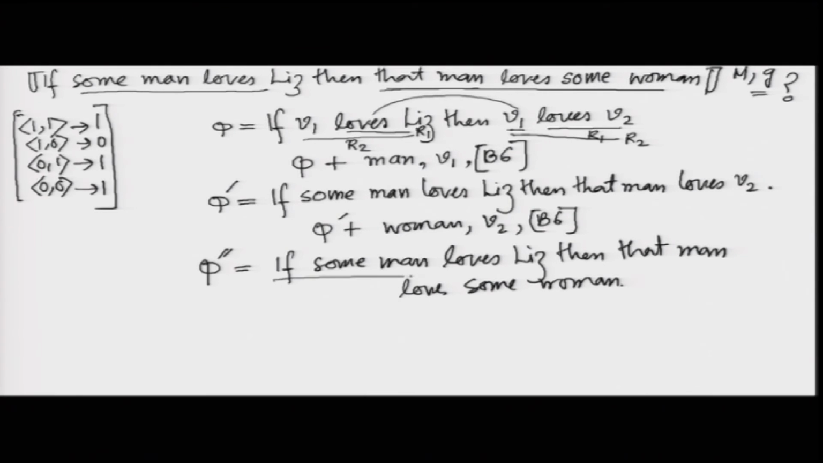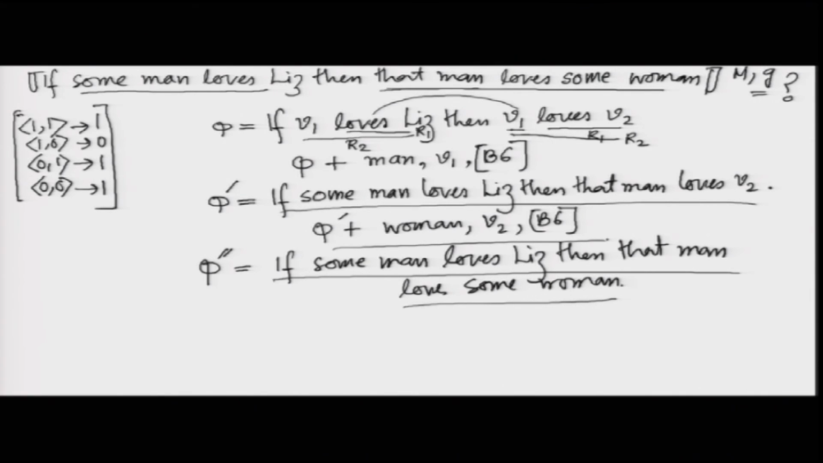So, in order to determine the truth value of this, we need to determine the truth value of this sentence, and then for this, the most basic sentence. So, then how do we go about it? First we do phi prime, because phi double prime will depend on phi prime. So, remember that phi prime is where V1 loves V2. So, some man loves Liz, then that man loves V2. So, we go to the next page and try to do it.